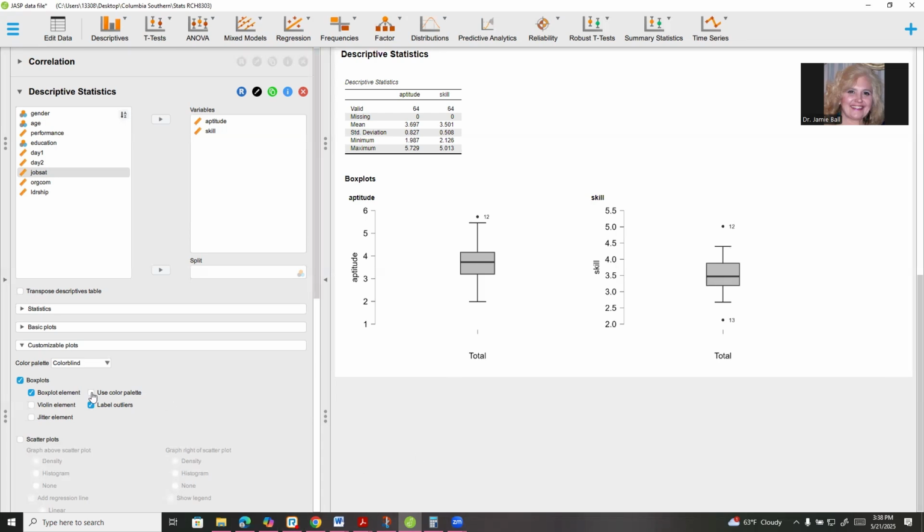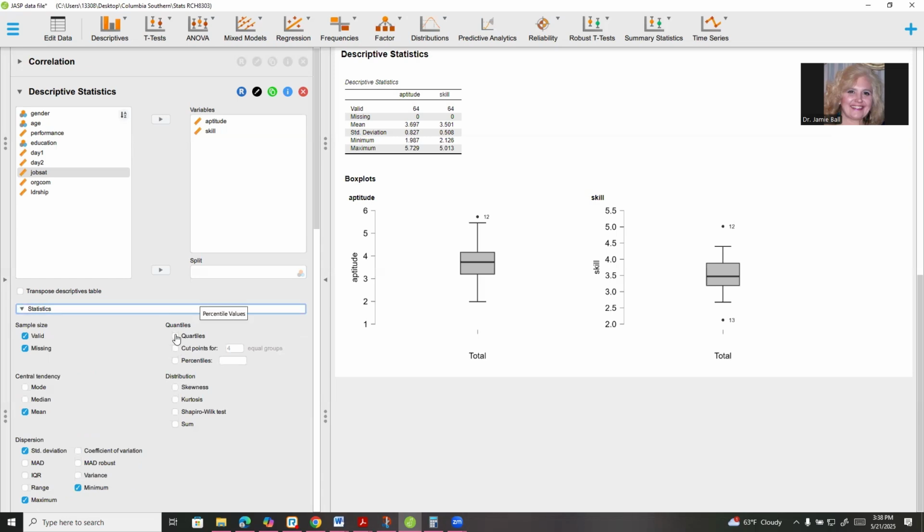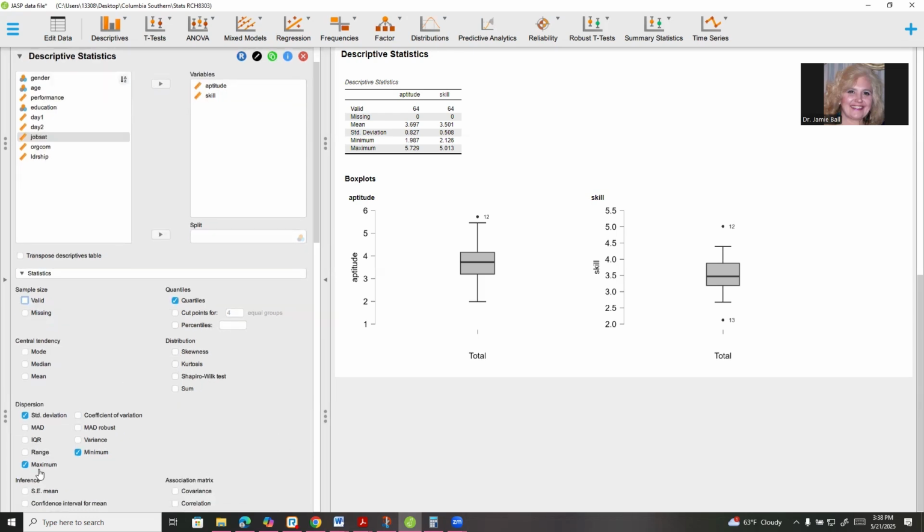Okay, so now I'm going to go back to statistics here. And first I want to select quartiles. I don't need all this extra stuff right now. And I want interquartile range. And then up here, it's going to give me those numbers when it's done calculating.